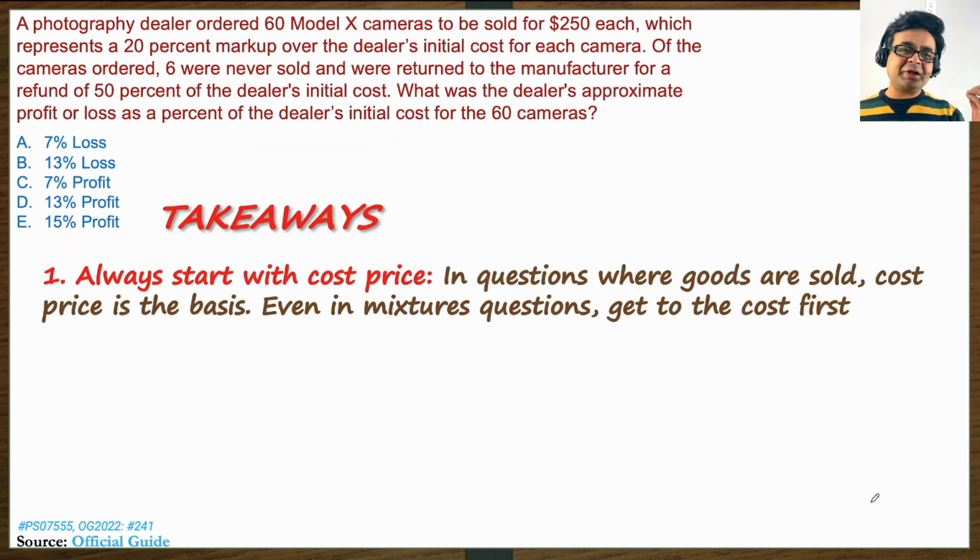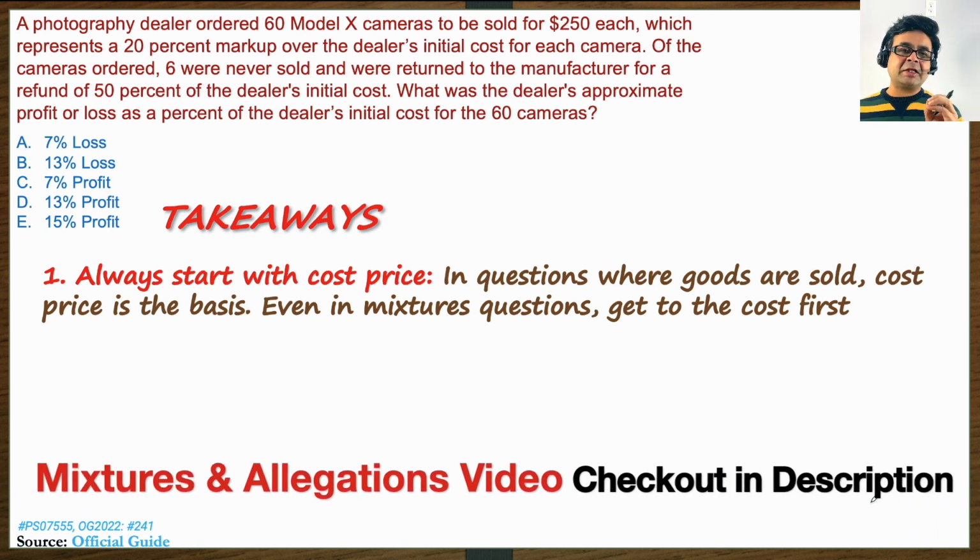So here are some of the takeaways that you should put in your note, right? First is how to get unstuck. Always start with the cost price. If you start with the cost price or the cost that the dealer had to pay to get the camera in this particular question, then you are golden. You will not get stuck in profit and loss questions.